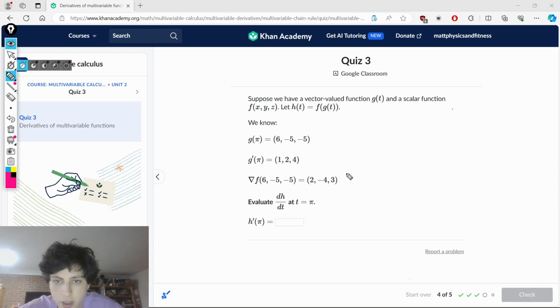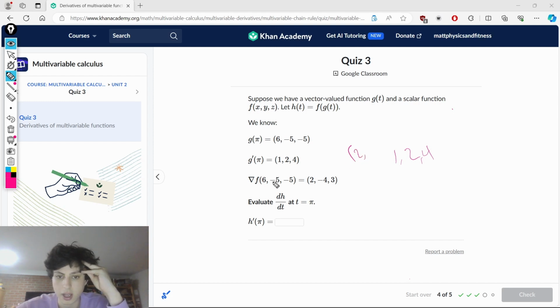We need g prime of t, right? 1, 2, and 4. And then we need f prime of g of t. Delta f of g of t equals this, yeah. F prime of g of t. And then you multiply these together. Evaluate at t equals pi. Yeah, substitute all pi.